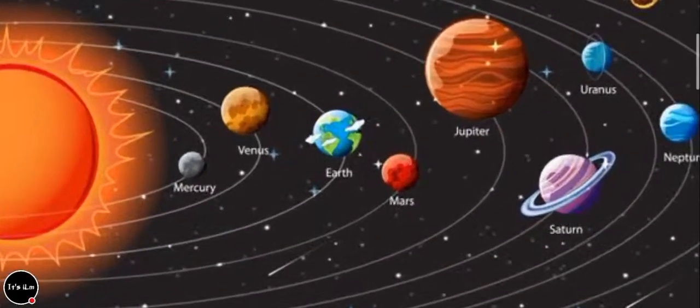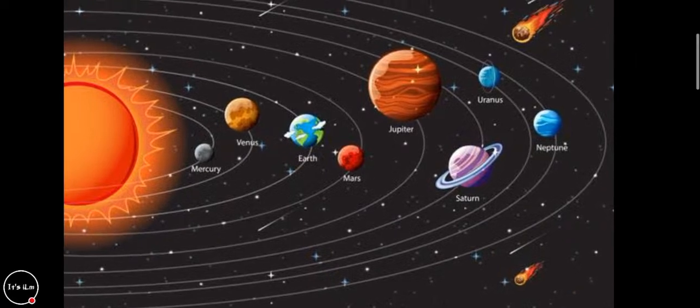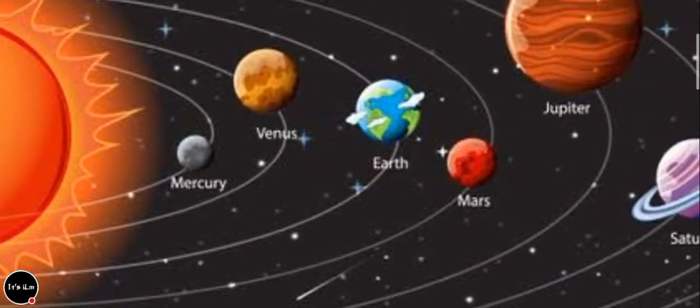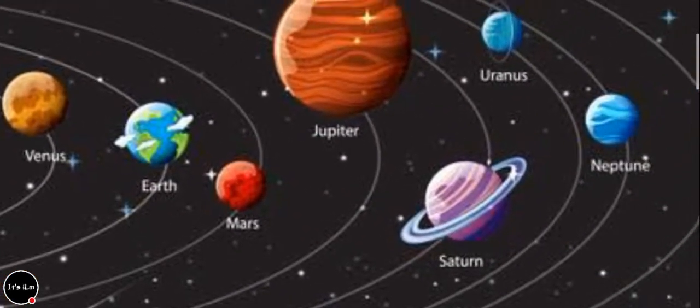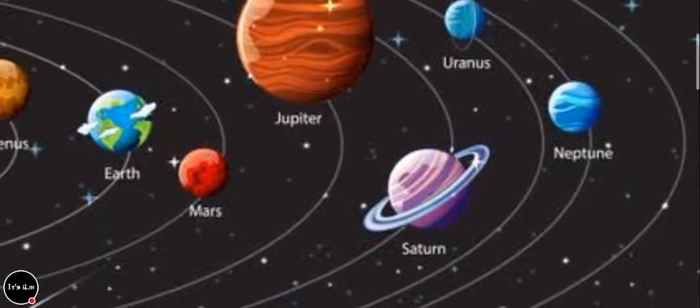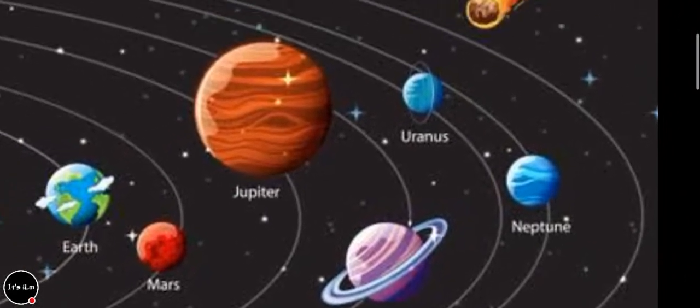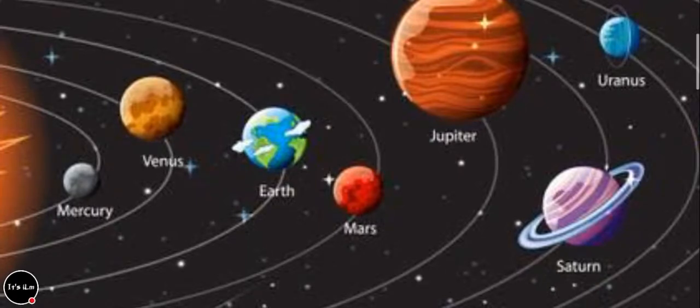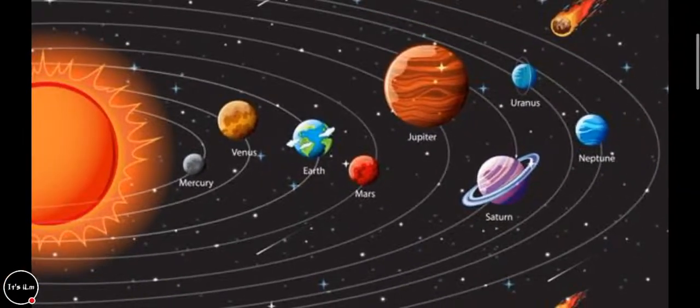Here we can see clearly. It is the Sun, Mercury, Venus, Earth, Mars, Jupiter, Saturn, Uranus, Neptune. Those are all the planets of our solar system. Now let's move on towards our main topic called different names of the Earth.